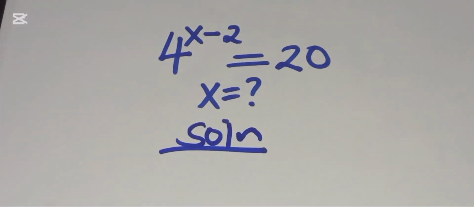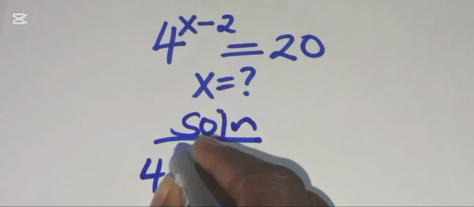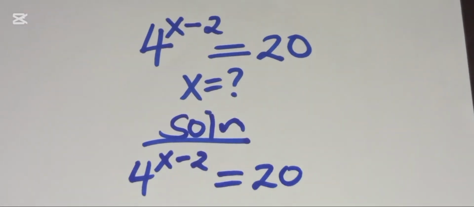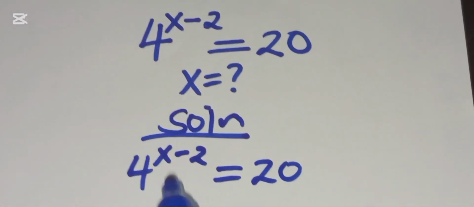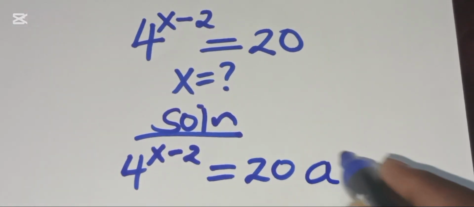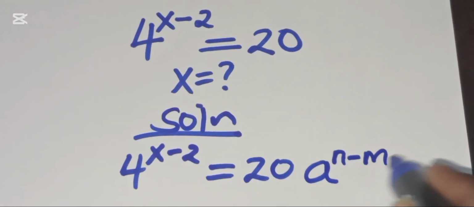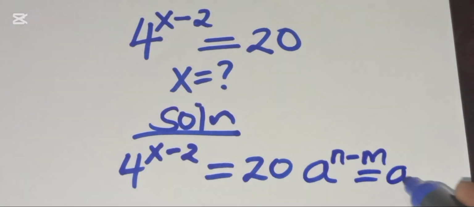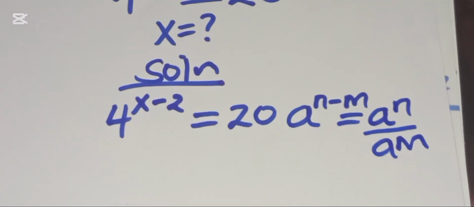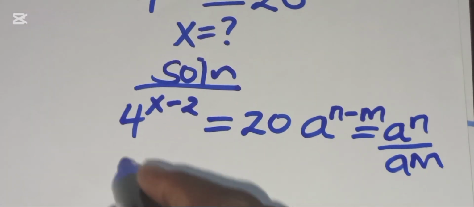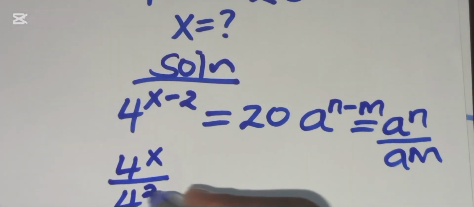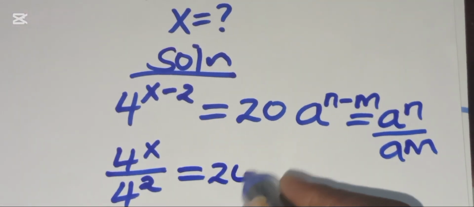Now from here, we have 4 raised to power x minus 2. This is equal to 20, okay? So 4 raised to power x minus 2, this is in the form of a raised to power n minus m. This we can express as a raised to power n divided by a raised to power m. So let's proceed from there. So we'll have 4 raised to power x divided by 4 squared. This is equal to 20.